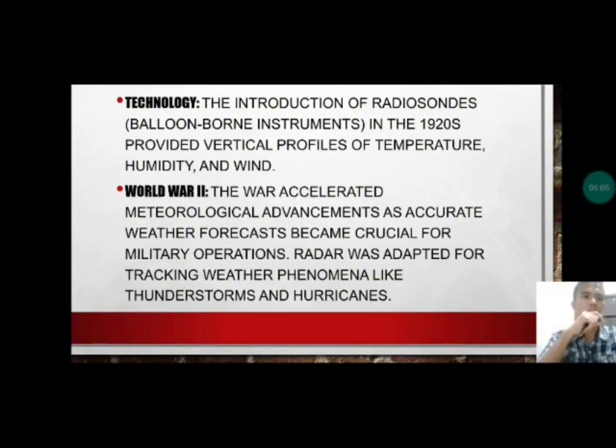Technology. The introduction of radiosondes, balloon-borne instruments, in the 1920s provided vertical profiles of temperature, humidity, and wind. World War II. The war accelerated meteorological advancement as accurate weather forecasts became crucial for military operations. Radar was adapted for tracking weather phenomena like thunderstorms and hurricanes.